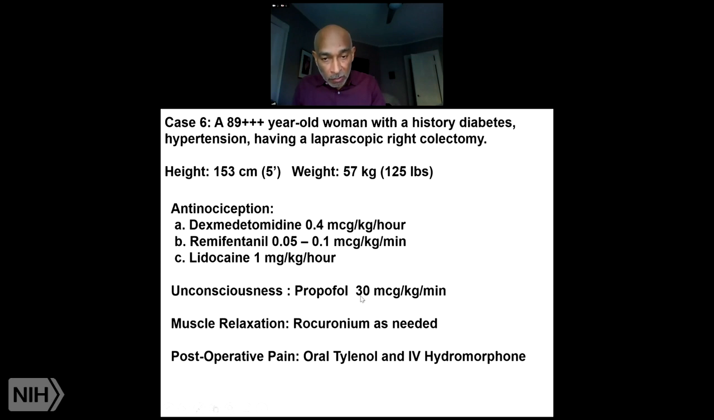I was able to keep this woman unconscious with just 30 micrograms per kilogram per minute of propofol. And I just remember I said before, that 100 micrograms per kilogram per minute that I was giving to the younger woman. This is next to nothing. This is like a homeopathic dose of propofol, but she's profoundly unconscious, as I'll show you in a second. And we use rocuronium for muscle relaxation and oral Tylenol for post-op pain control, as well as a bit of IV hydromorphone.